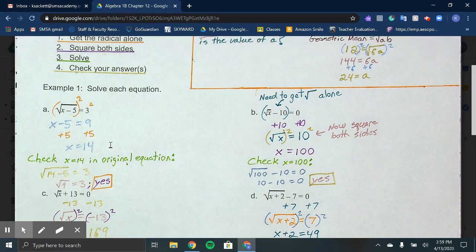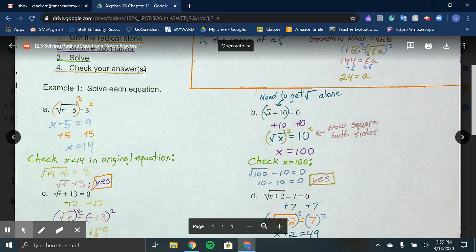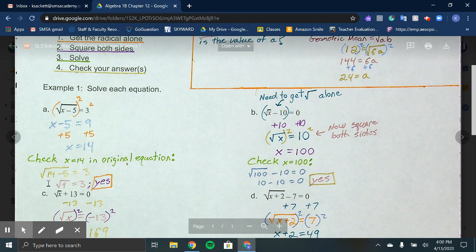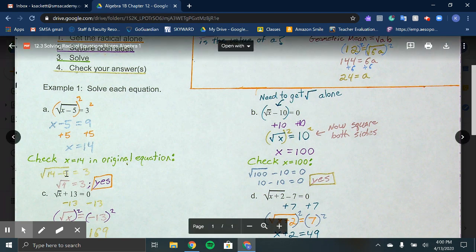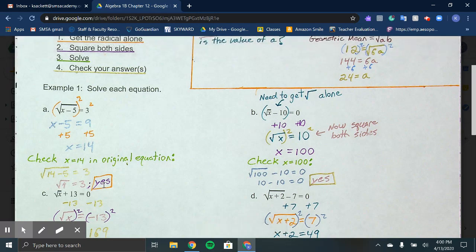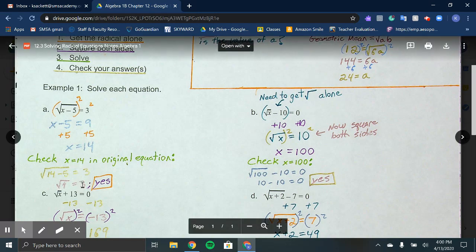Now, on a normal problem, that's where you would be done. But we have to plug it back into the original to check our answer. So we take 14 and put it into that original equation in place of x. 14 minus 5 inside the square root equals 3. Square root of 9 is 3, so the square root of 9 equals 3. So yes, the left and the right equal. So yes, 14 is a possible answer.